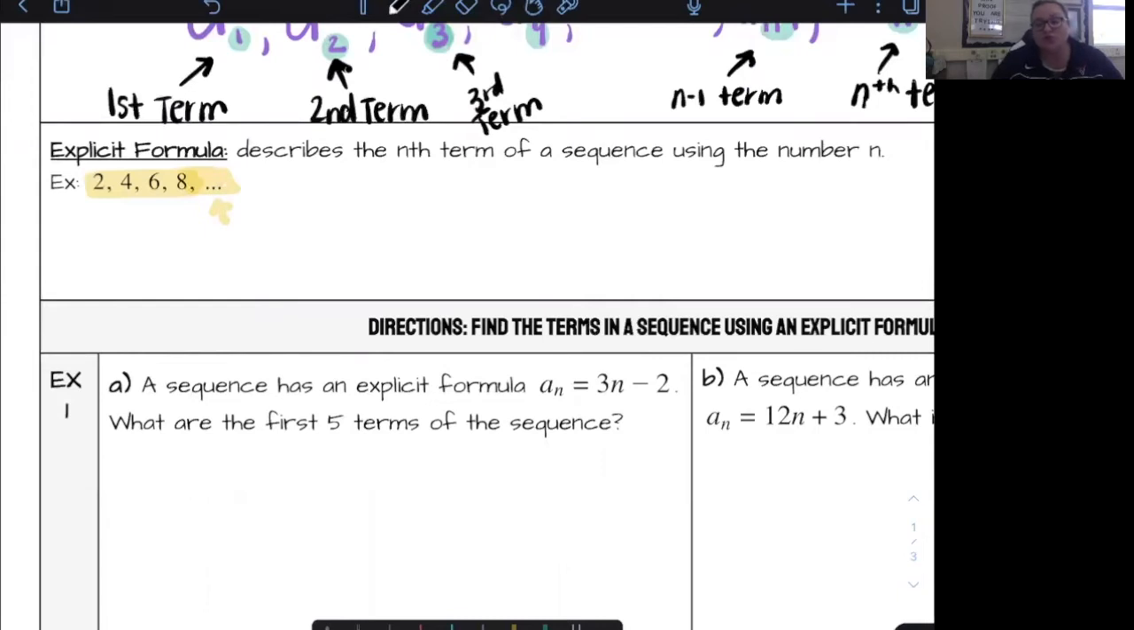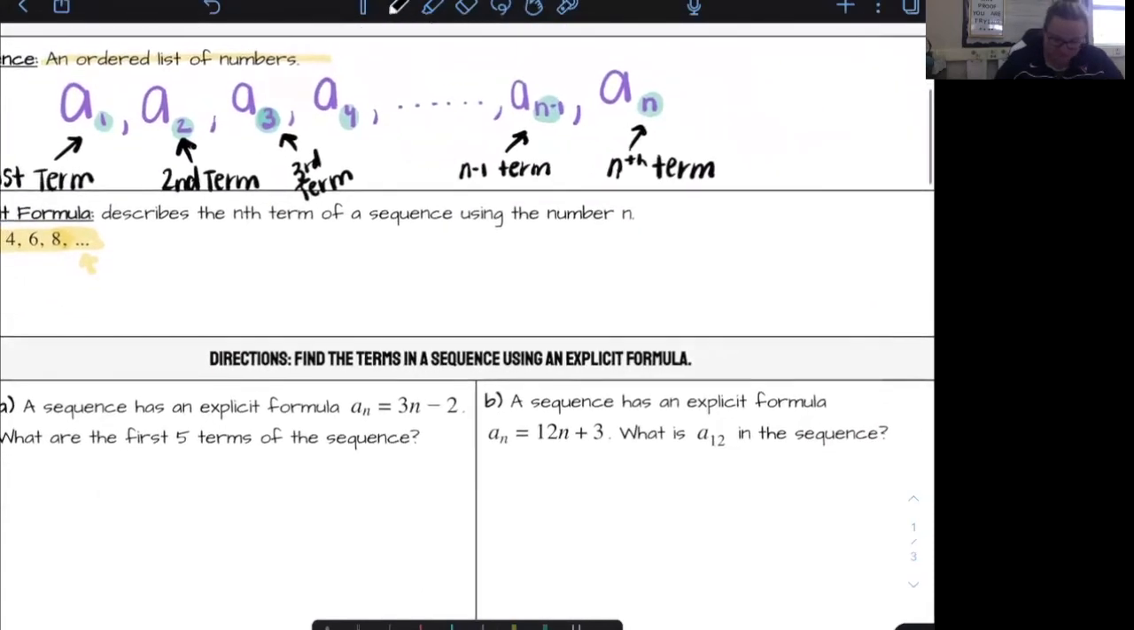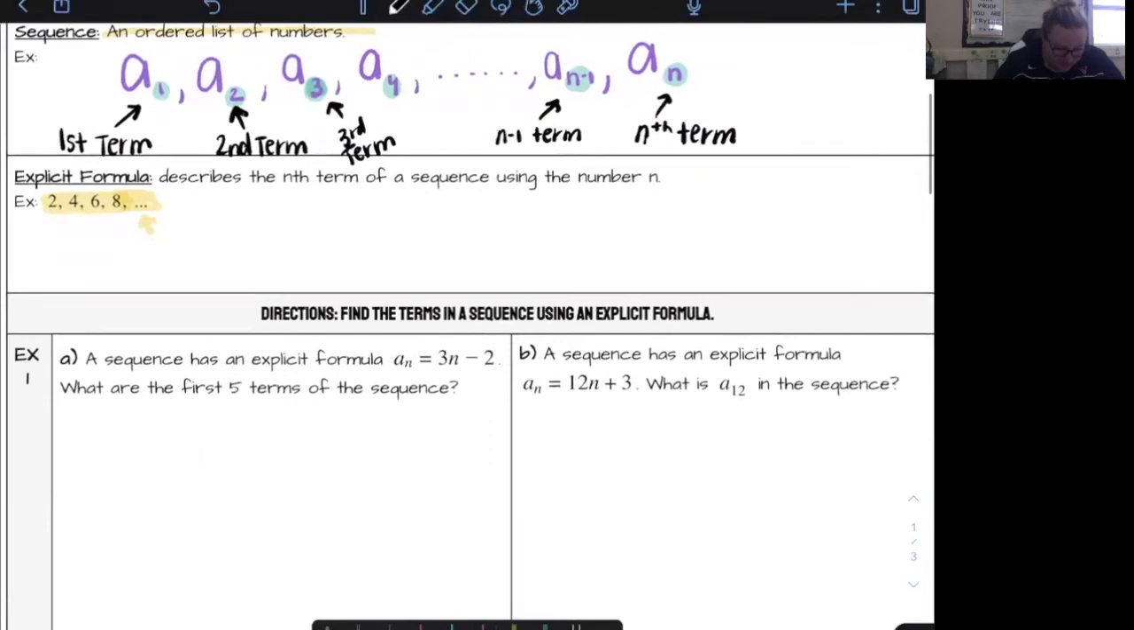So if I wanted to describe this sequence using the number n, we're going to have to look at a couple things real quick. So one of the first things we need to look at is the term, the number of the term, and then what that term is. So what n is, and then what that term is, the nth term. So when n is 1, our first term is 2. When n is 2, our second term is 4. When n is 3, our third term is 6, and our fourth term is 8.